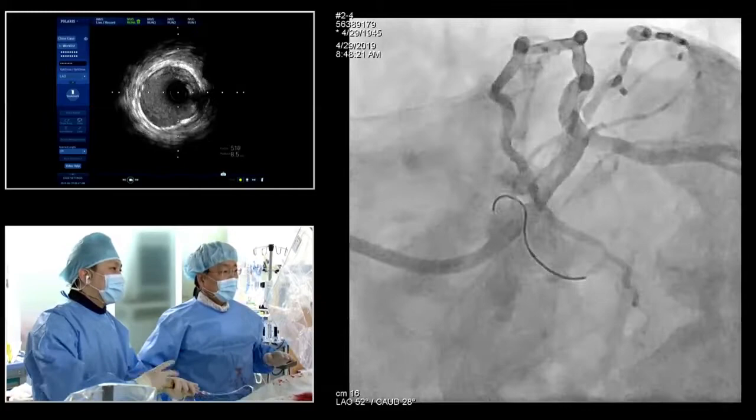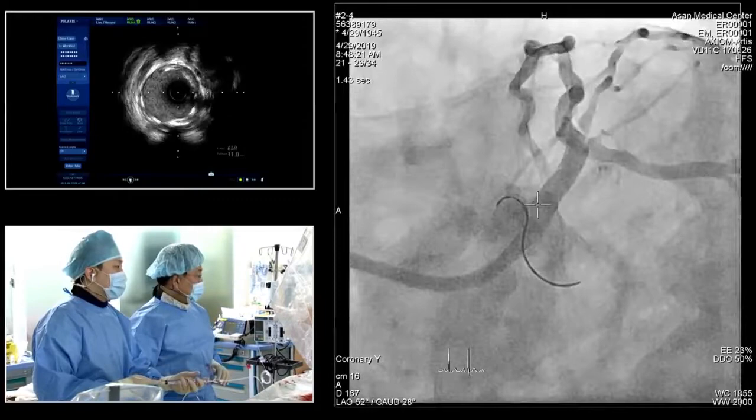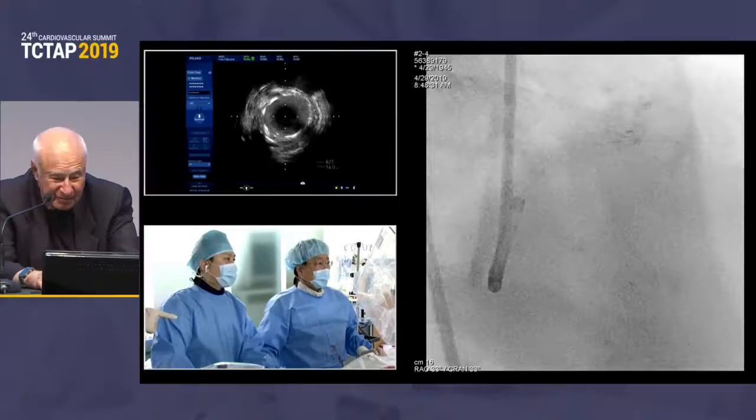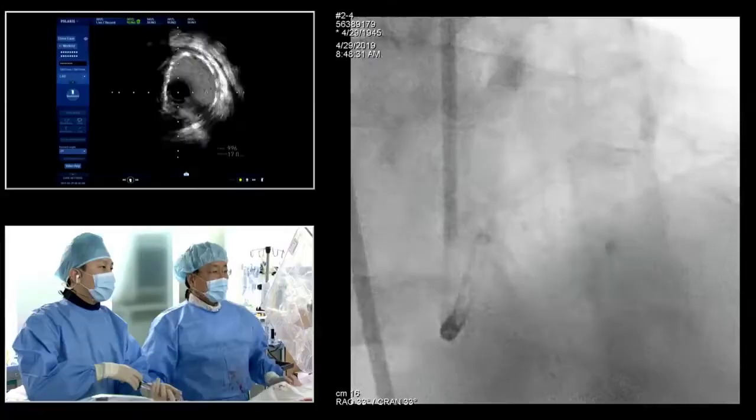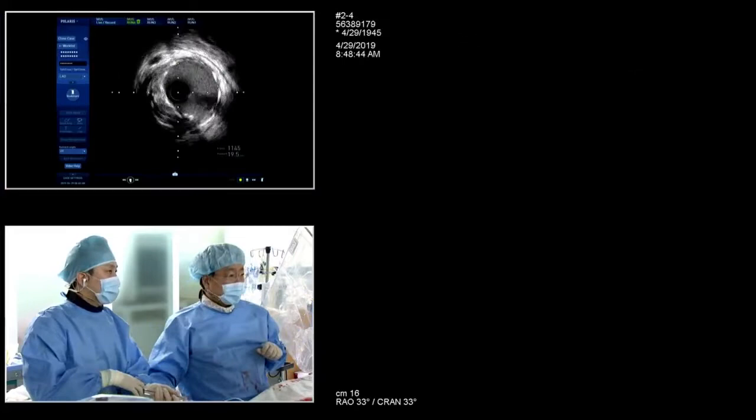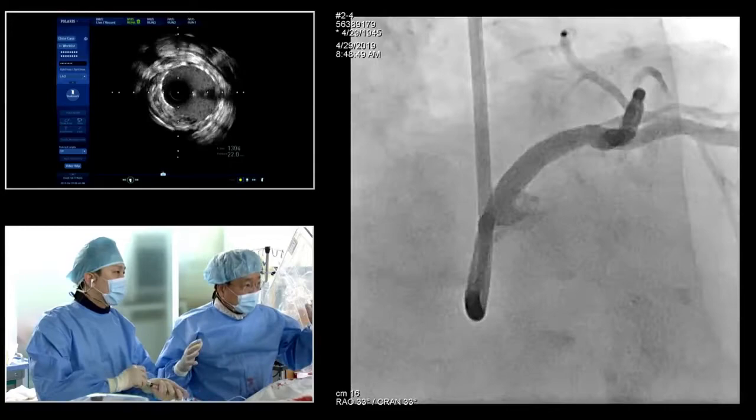Can I ask you a question? Do you think some sort of debulking device would be worthwhile here, a cutting balloon or something before the inflation? No. For us, we don't have data, and I don't believe, especially in the big vessels, that the effective stent area is the most important factor.